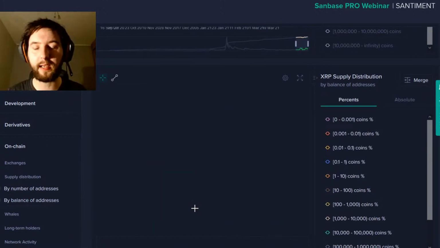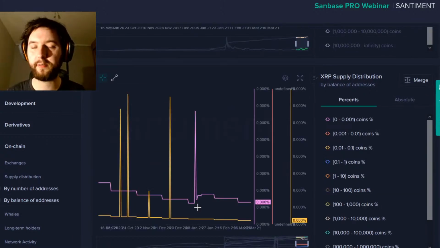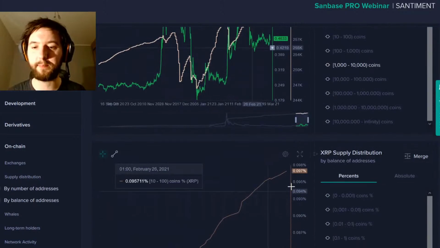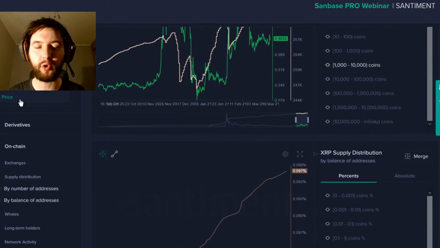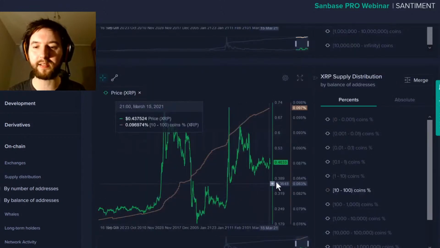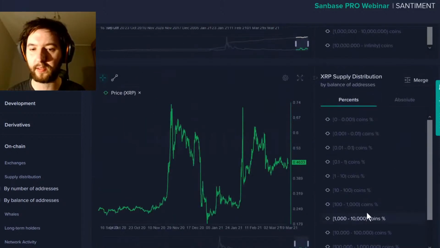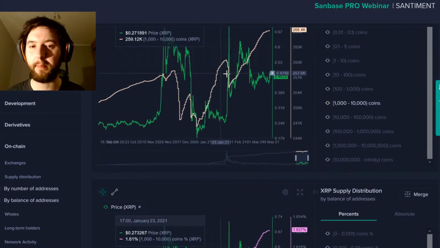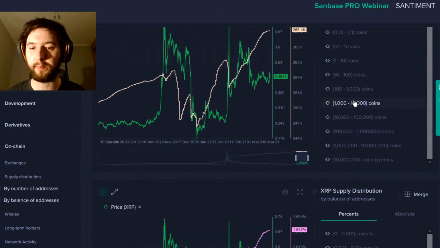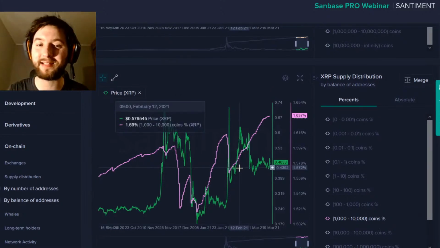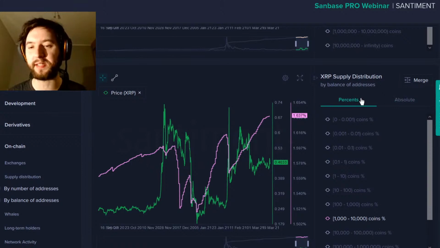The second metric, and the one that I personally use more, is supply distribution by balance of addresses. What's different about this metric compared to the first one is that it actually looks at the total amount of a coin held by a certain group of addresses. So for example, using the same group here, 1,000 to 10,000, here we see the total amount of XRP being held by this group of holders, right? So that's the difference. And you can select either the percentage of XRP's total supply being held by these addresses, or the absolute number.